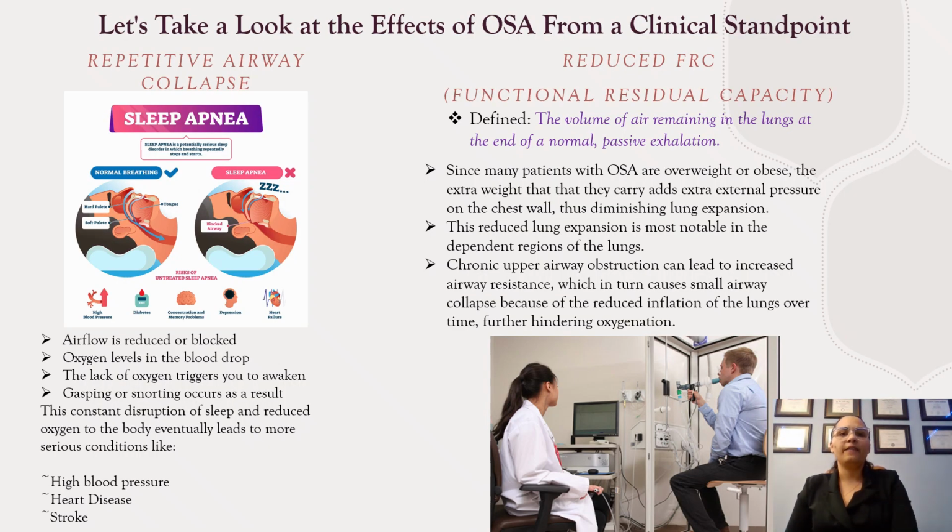So let's take a look at the effects of OSA from a clinical standpoint. To the left of our screen, let's talk about repetitive airway collapse, which is all part of OSA. In repetitive airway collapse, airflow is reduced or blocked, as we mentioned in the previous slide, by anatomical anomalies. When that happens, oxygen levels in the blood drop. That lack of oxygen causes the body, or your brain actually, to trigger your body to awaken, which is why people wake up gasping for air, because the body's trying to get you to breathe so that it can get in the oxygen that it needs.